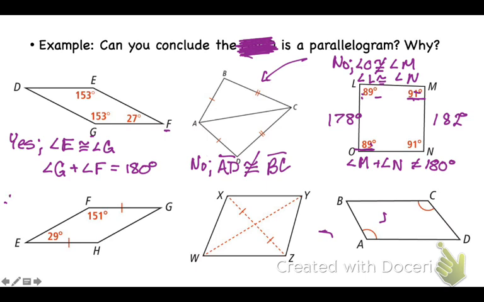Next one, yes or no? Yes. Okay, why yes? Because EH and FG are congruent. Okay, so it's yes because EH is congruent to GF, and Cooper also said that angle E plus angle F equals 180 degrees. Yep. So that is a yes. Good job, Cooper.